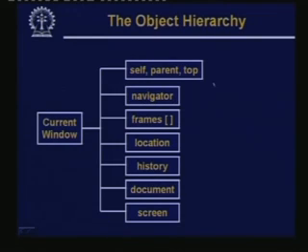Now, in addition to this, there is the Navigator object whose usages we had seen earlier in order to get the versions of the browsers. Frames, if a window has several frames, you will get an array of frame objects. The idea is like this.